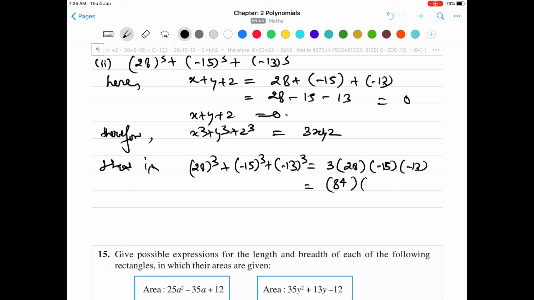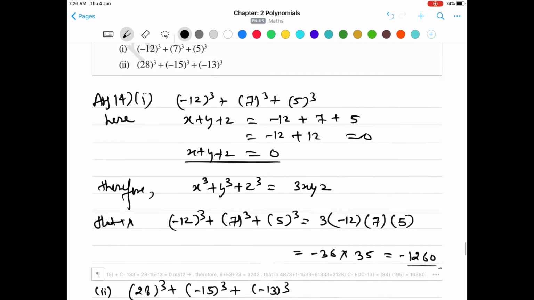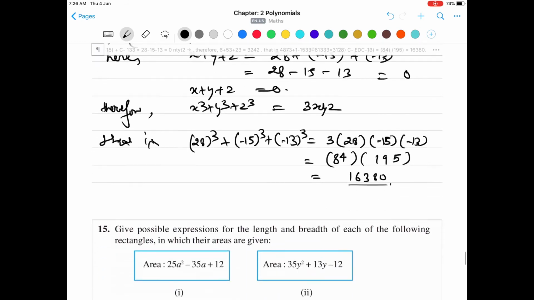And this 13 into 15 will be, yes, minus minus will become plus. First we'll multiply 13 into 5, which is 65, so we'll write 5 here, carry will be 6, and 13 into 1 is 13, plus 6 is 19. So we have 195, and after multiplying these two you will get the result as 16380. So that's the answer of this question. Okay, I hope you have understood it.